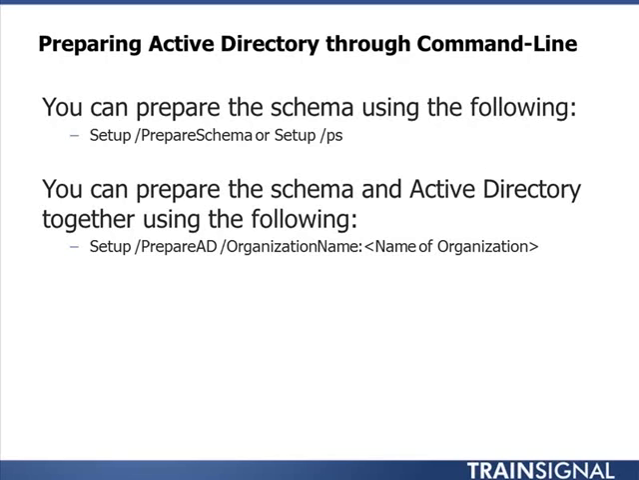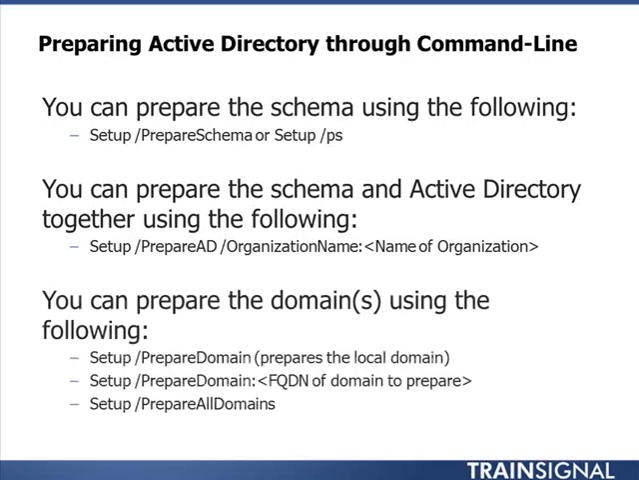But in addition to preparing the schema and preparing the Active Directory, you also need to prepare the domains. You need to prepare the domain for every domain that's going to have an Exchange server installed. You can do this in a variety of ways. You can type in setup /preparedomain, which will prepare the local domain, that is the domain that the server you're doing this on is actually part of. Or you can do setup /preparedomain and then put in the FQDN of the specific domain to prepare. Or you can just type setup /prepareAllDomains, which will make sure that all domains are prepared.